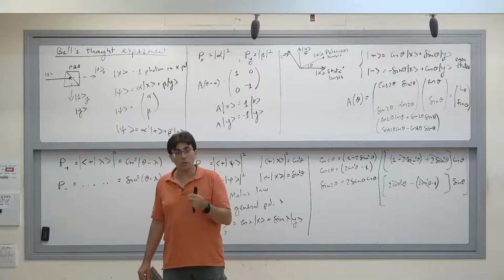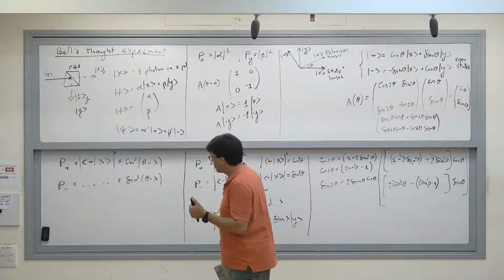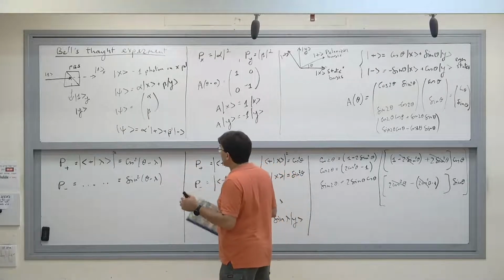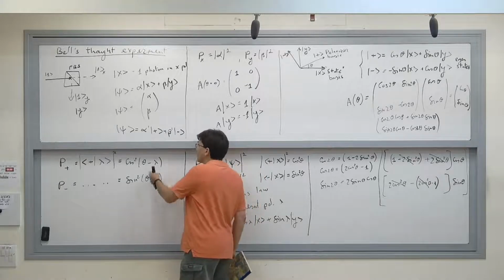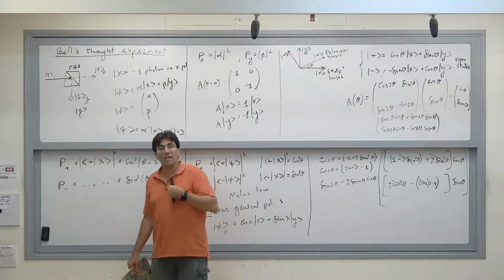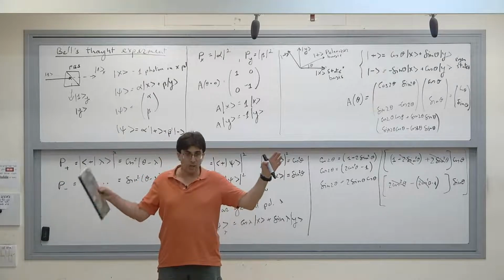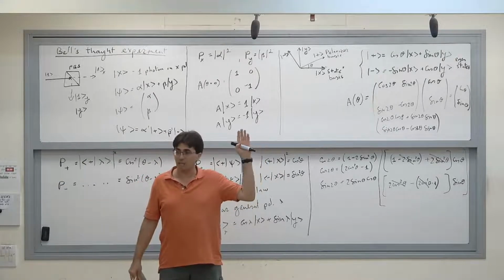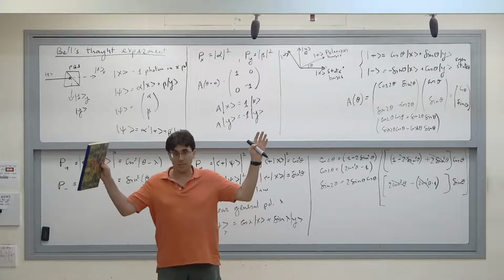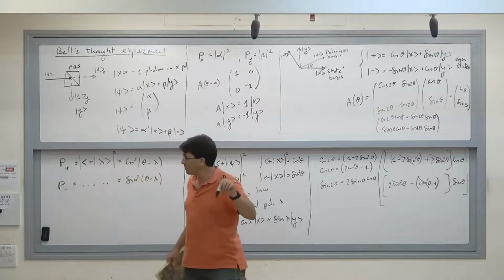They don't know what I'll measure. That's why they can agree on lambda, but they don't know which angles I'll put in front of them, and I don't have to put the same angles. Specifically, I can put this polarizer at angle theta and this polarizer at a different angle.